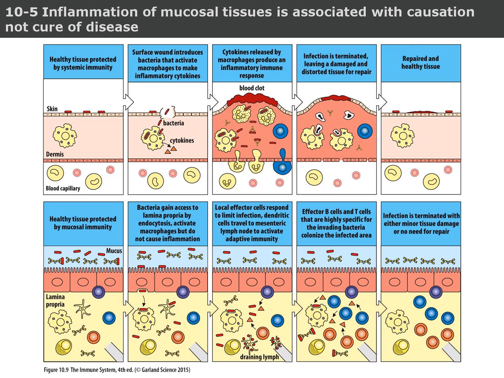response. Effector B and T cells, primed by the antigen, return to the infected tissue and eliminate the pathogen without causing significant damage. The infection is resolved with minimal disruption, and no tissue repair is needed. Unlike systemic immunity, mucosal immunity aims to contain threats quietly and effectively, preserving tissue integrity and preventing unnecessary inflammation.